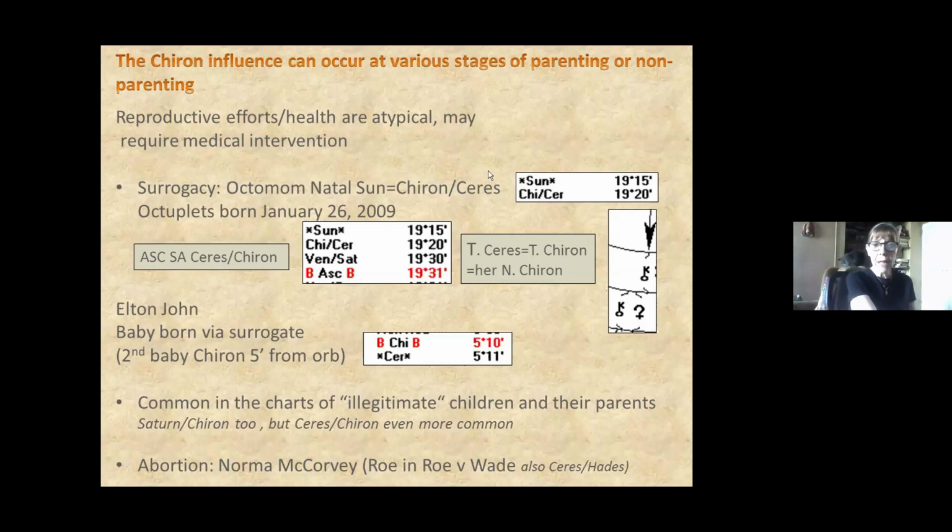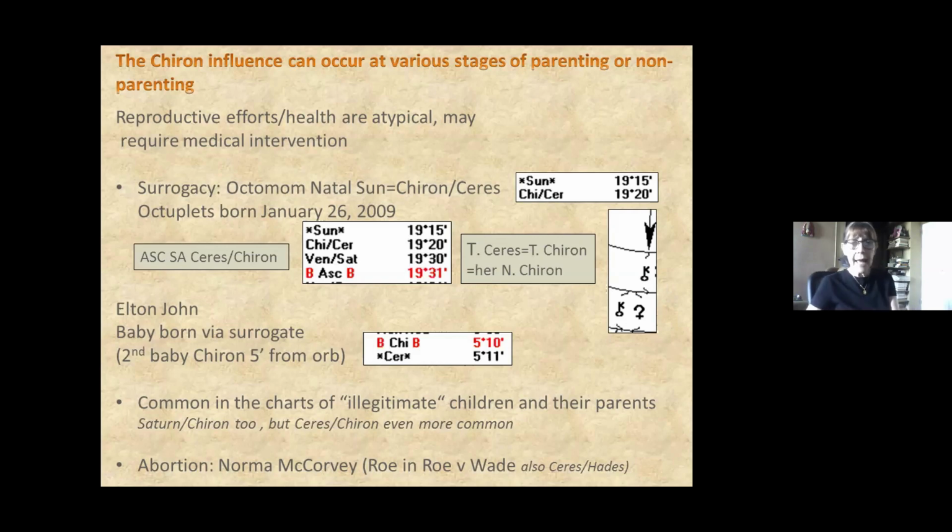And here we go with Octomom, who was born with the sun equals Ceres Chiron, or Chiron Ceres. When the octuplets were born in 09, she had the ascendant solar arc her Chiron Ceres, and transiting Ceres equal transiting Chiron. You see that all the time. If it's a big event, and the birth of octuplets is kind of a big event, when there's a big event like this, it'll show up in the sky commonly, and it was triggering her natal Chiron. So she had Ceres Chiron transiting her natal Chiron, and she gave birth to octuplets.